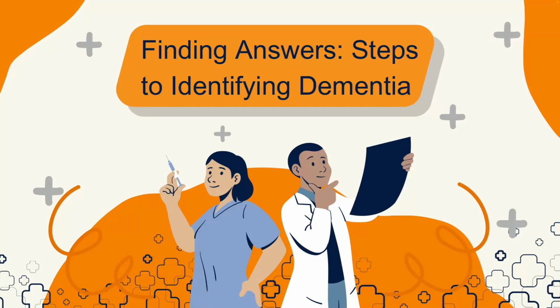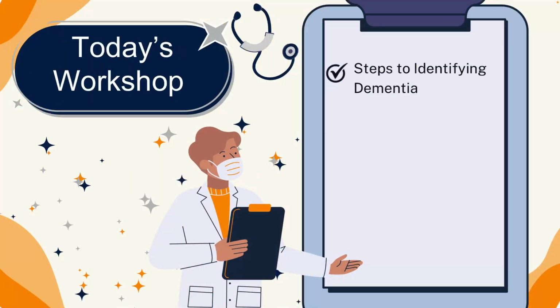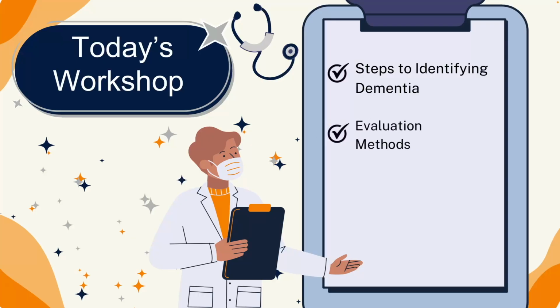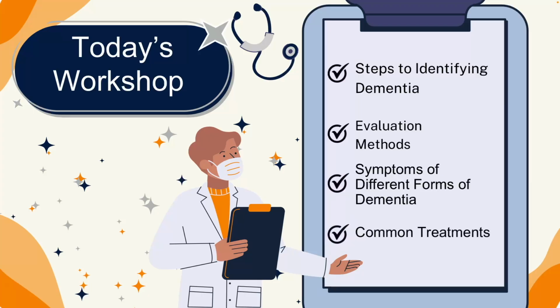Today we're going to be talking about the steps taken to diagnose someone as having a form of dementia. Today we are going to talk about the steps taken to identify someone as having dementia, some of the evaluation methods that are used in making a diagnosis, symptoms of different forms of dementia, and common treatments for dementia.